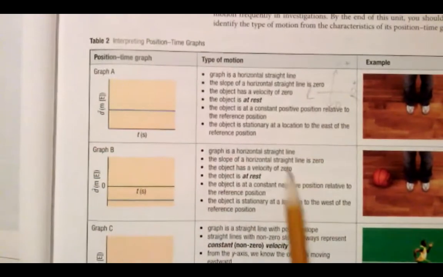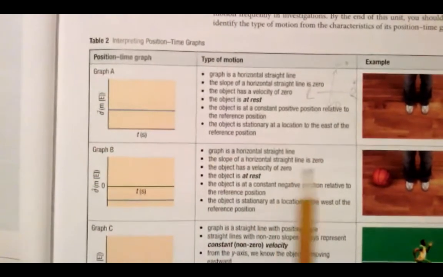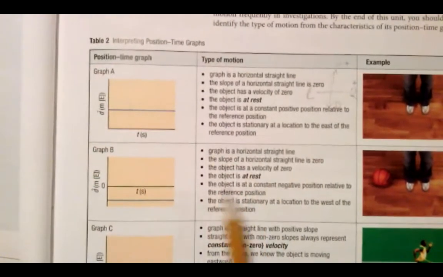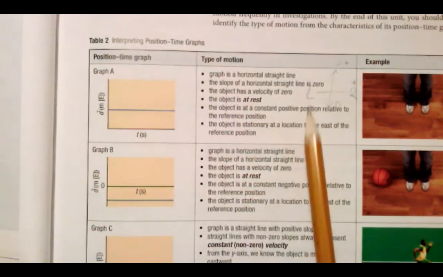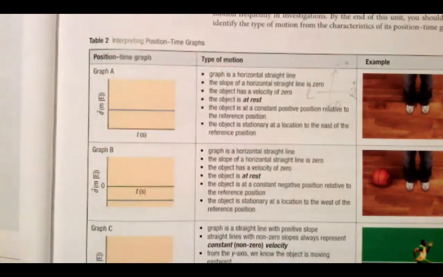So everything's the same. Horizontal straight line. The slope is 0. It has a velocity of 0. That's because the object is at rest. The object is at a constant negative position relative to the reference position. The object is stationary at a location to the west of the reference position, or west is negative as well. Don't write in your textbook.